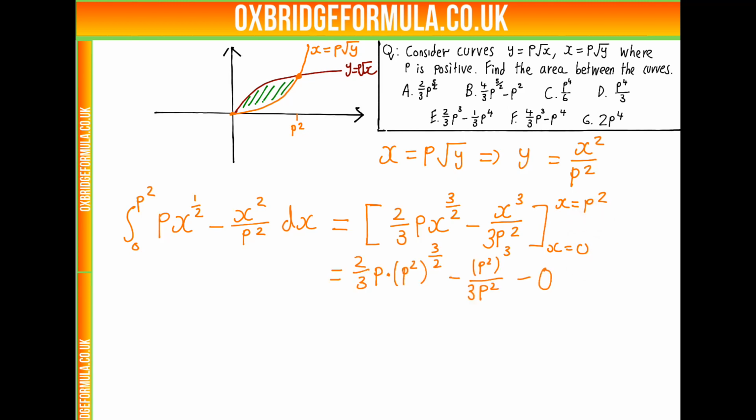So substituting these limits in, we get 2/3 p times p squared to the 3 over 2, minus p squared all cubed over 3p squared, minus 0, because if we shove in x equals 0 into this, we're just going to get 0 out. So now, tidying this all up a bit, p squared to the 3 over 2, well, that's just p cubed, times p here, p to the 4, then minus 1/3 p to the 4 from p to the 6 over p squared over 3. And then we get 1/3 p to the 4, and that corresponds to D in our answers, and so we know in fact, our area corresponds to answer D.